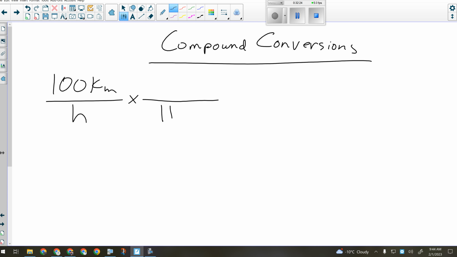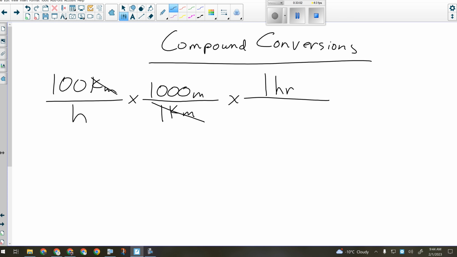In 1 kilometer, there are how many meters? 1,000, right? So I would multiply the kilometers by 1,000. That'll turn it into meters. Okay, so by doing this conversion, I end up with kilometers on the top, kilometers on the bottom, and the kilometers are gone. Now they're in meters. Okay, now I have 100,000 meters per hour. Okay, but I don't want meters per hour, I want meters per second. So I'm going to put 1 hour on the top.